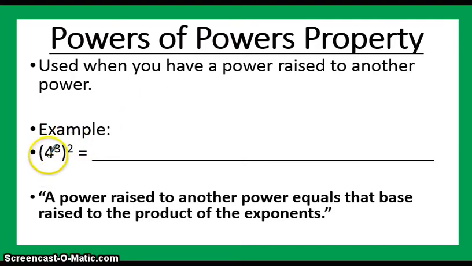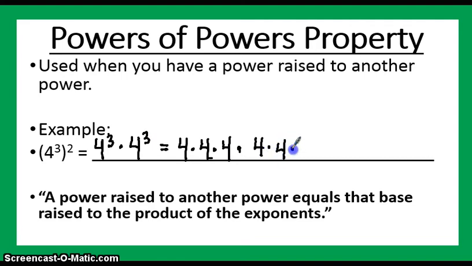Now think about what a square means. A square means to multiply by itself. So this literally means 4 to the third power twice. Well, what does 4 to the third power mean? 4 to the third power means 4 times 4 times 4. And this 4 to the third power means 4 times 4 times 4. So how many times are we really multiplying 4? 6 times. And the shortcut is keep the base number the same, multiply the exponents. 3 times 2 is 6.